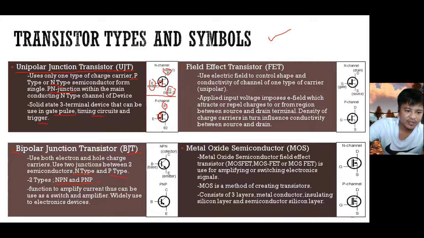And the bipolar junction transistor functions to amplify current, thus it can be used as a switch and amplifier. So its main function is to amplify current. So amplification of current yung kanyang pinaka-function. So that's why it can act as a switch and amplifier at the same time. So just like what I said, we will be widely using this since BJT is widely used in electronic devices.